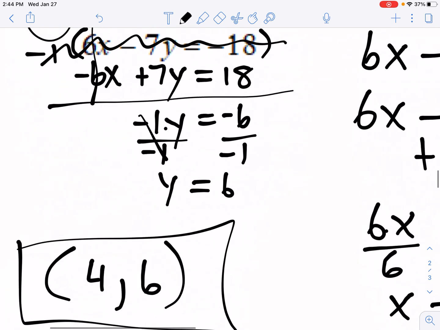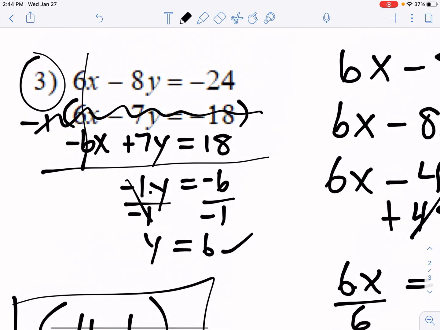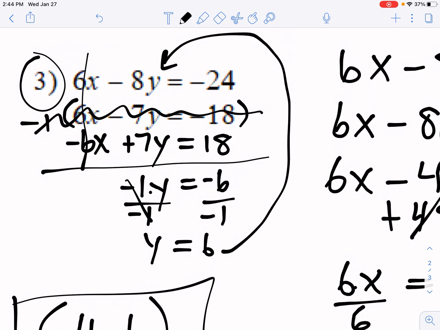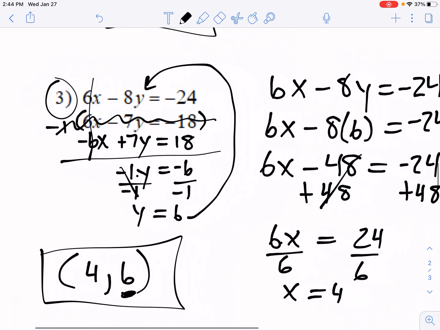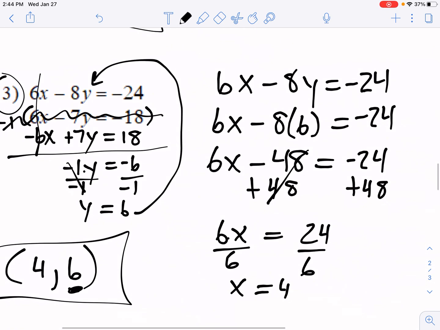Notice that's what we found last time. Then after that, we have to take 6 and plug it back into one of the original equations. We still have the work left up from last time. Notice that's what we did in the last video: we took 6, plugged it back in for y, and found that we got x equals 4. So we're going to get the same solution going this new approach, okay?